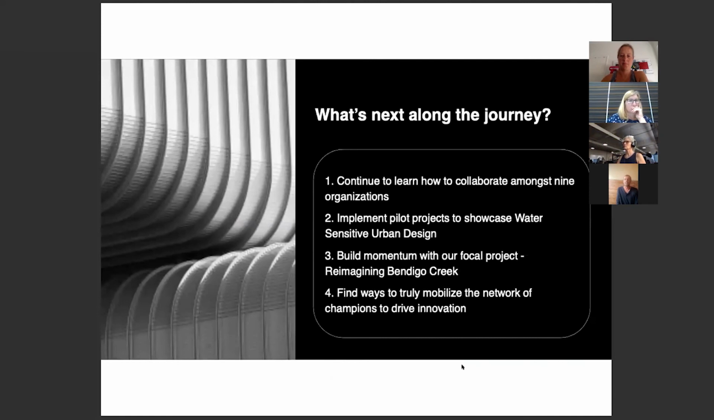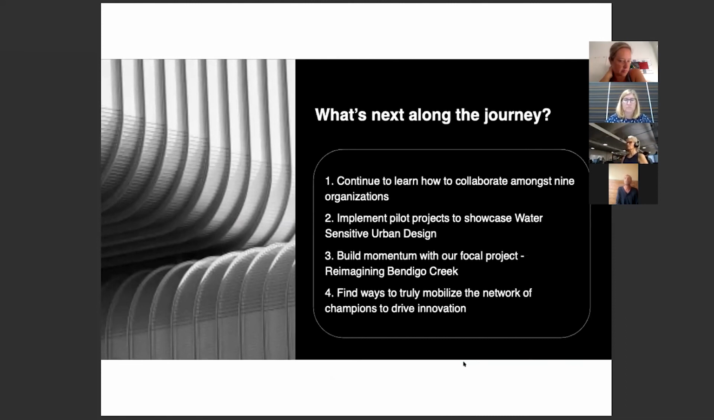So what's next along our journey? We're going to continue to learn how to collaborate amongst our 9 organisations. Collaboration is not an easy game, particularly when you bring a whole lot of agencies together with different organisational priorities. But one of the key things we've learnt is to utilise your annual review processes to bring people together.